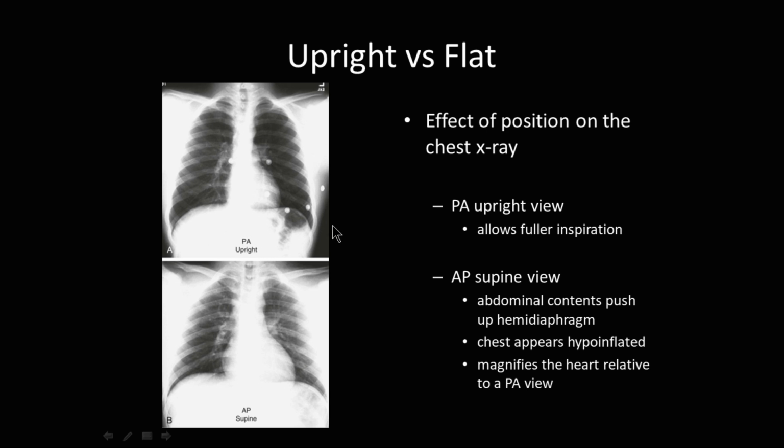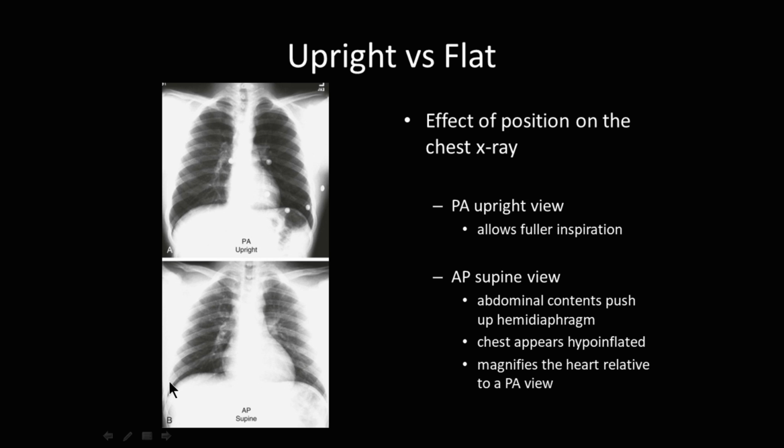Upright versus flat. So PA versus AP, supine and upright. The effect of the position of the chest X-ray: PA, you can get a fuller inspiration of the patient. You can see the thoracic contents better. On the AP supine view, sometimes you'll have issues with abdominal contents being pushed up, or the hemidiaphragm moving upwards, or the chest might appear hypoinflated, particularly for patients that can't take a deep breath with rib fractures.